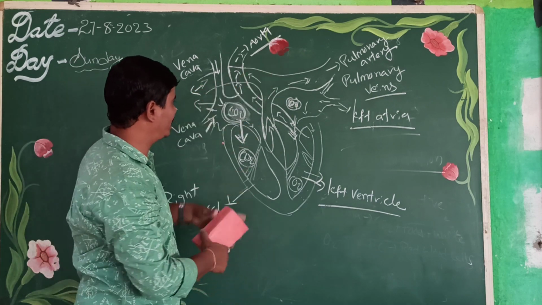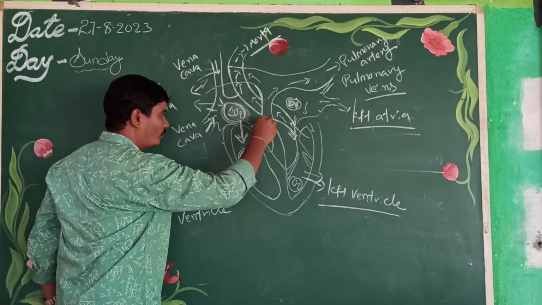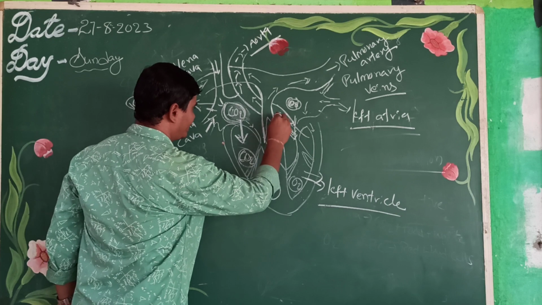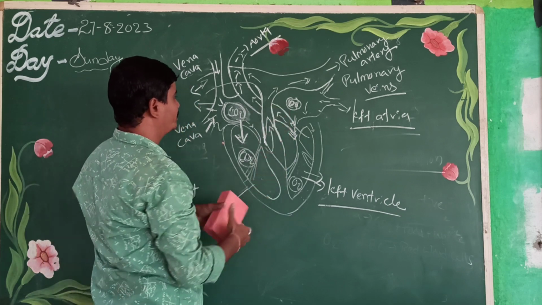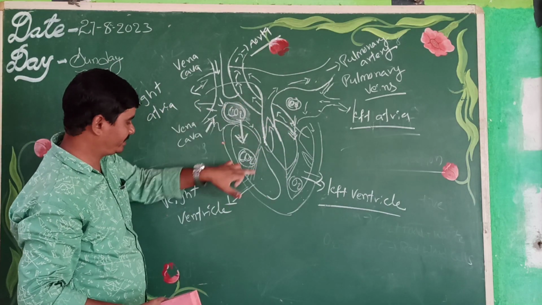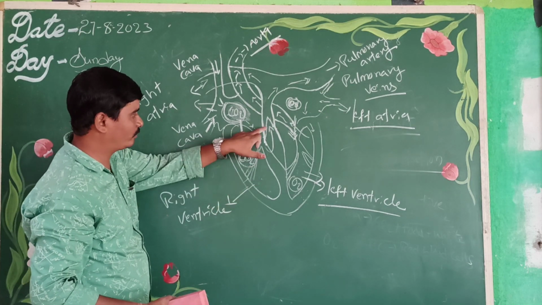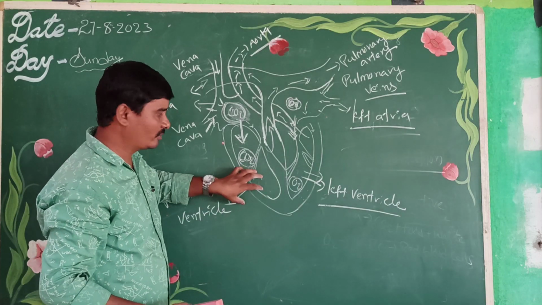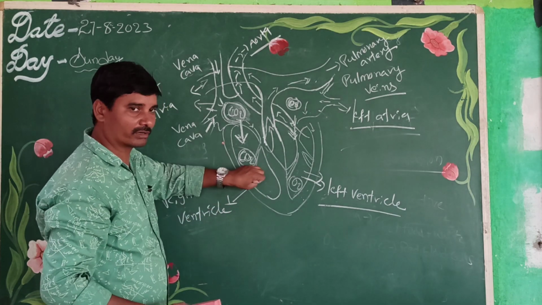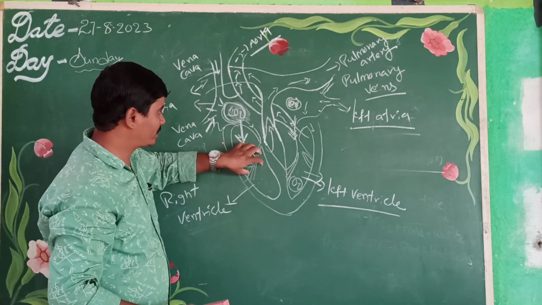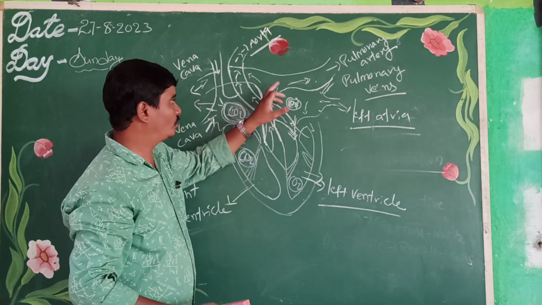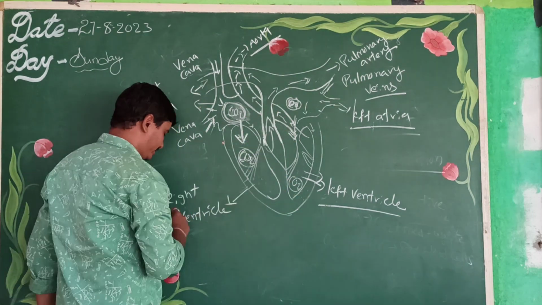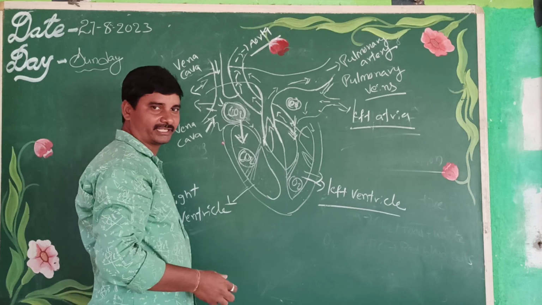Both open into the right ventricle. This is the right ventricle, and both open into it. So your right ventricle is filled with deoxygenated blood. When the right ventricle contracts, this deoxygenated blood is transported to the lungs through the pulmonary artery. So the pulmonary artery arises from the right ventricle.